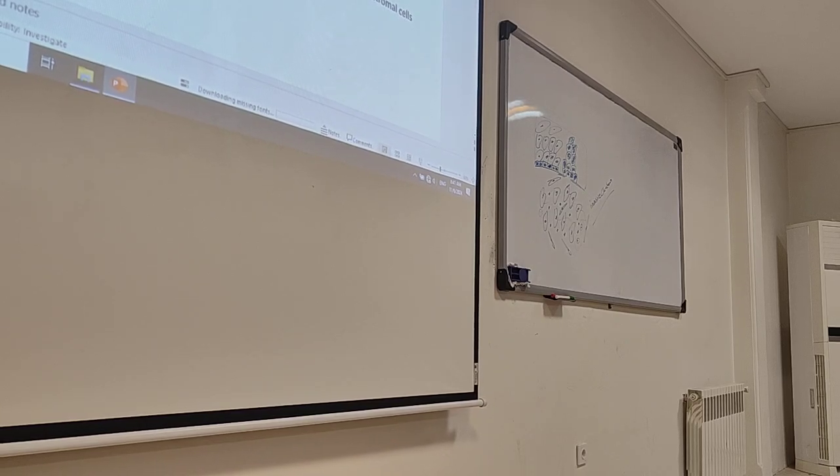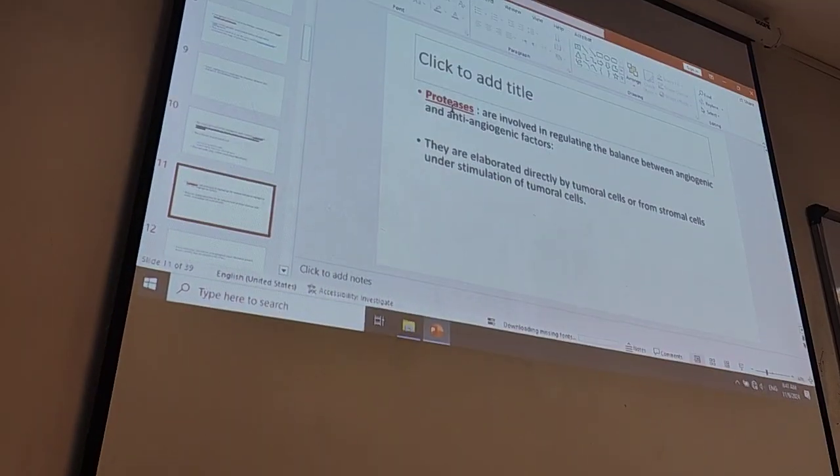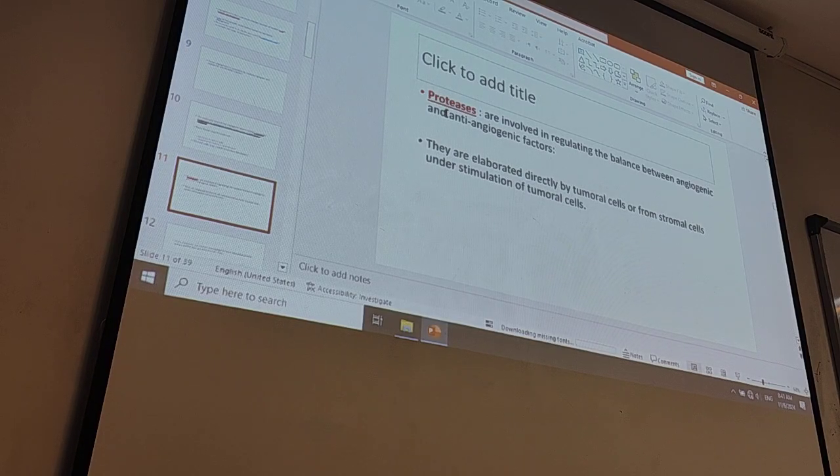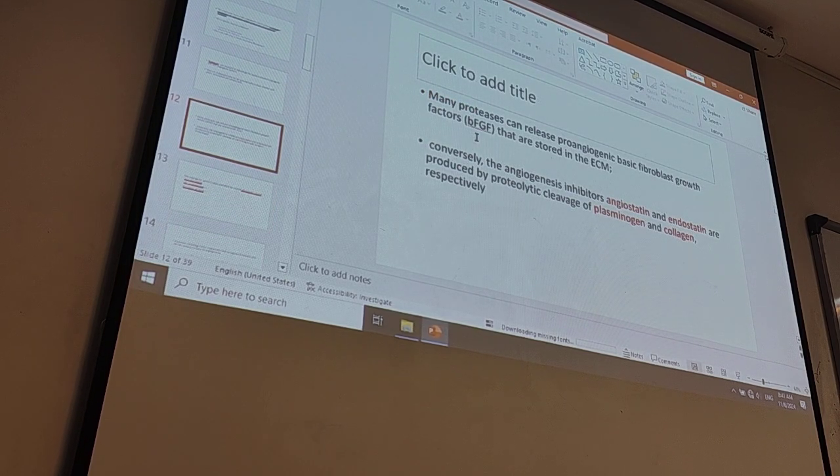Okay, about the enzyme proteases. We know that proteases are one of the most important enzymes, which are produced by the tumoral cells and also by the inflammatory cells and the stromal cells. And these enzymes are involved in regulating the balance between angiogenic and anti-angiogenic factors. They are elaborated, as I said before, directly by tumoral cells or from stromal cells under stimulation of the tumoral cells. Many proteases can release pro-angiogenic growth factors that are stored in the extracellular matrix.